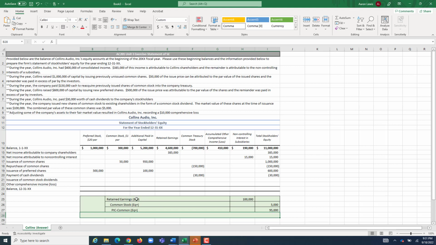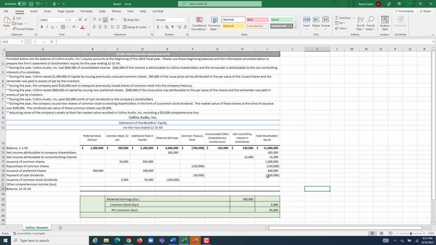We have three equity accounts. One is going down while the other two are going up. So the one that's going down is retained earnings. We'll go to our retained earnings column. That's decreasing by $100,000. Our common stock with a $1 par account is going up by $5,000. And our paid-in capital is going up by $95,000.